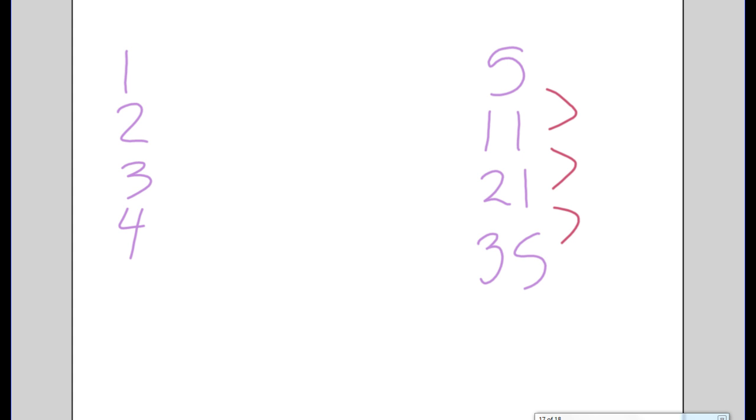11 minus 5 is 6. 21 minus 11 is 10. And then 14. 4. I see, Miss Tucker. Not constant. So this one is not linear. So what do you gotta do? Delta, delta y. 10 minus 6, 4. 14 minus 10, 4.